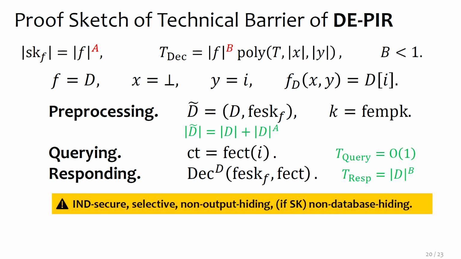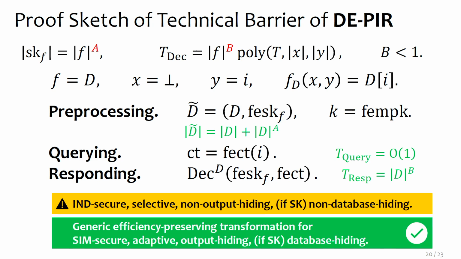And I want to mention that the scheme that we obtain from this transformation is indistinguishability-based secure, and is selective, and is not output hiding, and is also not database hiding. However, we can apply a generic efficiency-preserving transformation to obtain the strongest version of security possible.